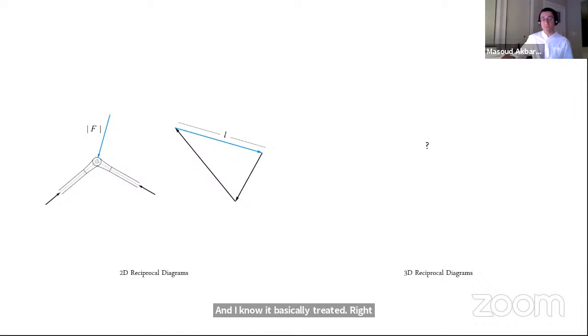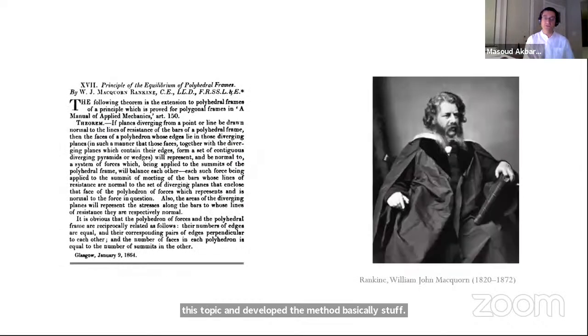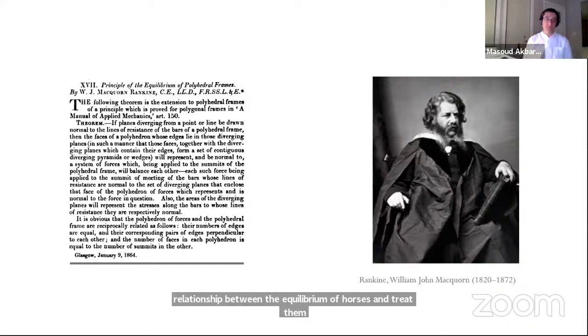So this initiated the research that was related to my PhD, and I was very lucky to be among the very few who worked on this topic and developed the method based on it. When I started my PhD, I looked at the history of this proposition and the relationship between the form and the forces. And I realized that historically there was a mechanical engineer called William John Macquorn Rankine. And 150 years ago, he proposed the relationship between the equilibrium of forces in three dimensions and its geometric representation.